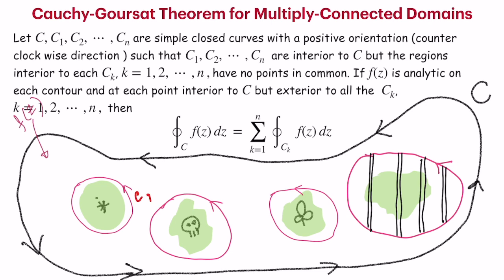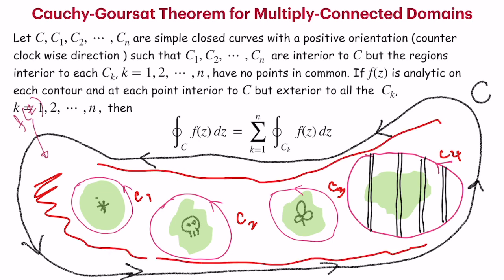So you have contours C1, C2, C3 and C4 and so on. The condition is that each of these contours should be fully within the contour C, and the contours C1, C2, C3 and so on should not have any overlap with each other. And the function f of z should be analytic in the region outside the contours Ck and inside the contour C.